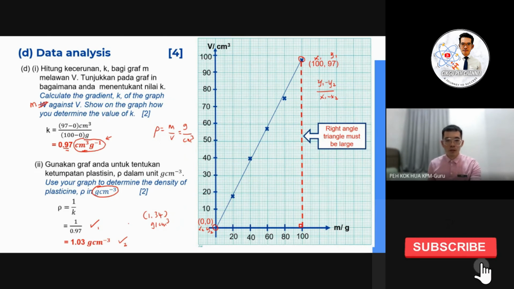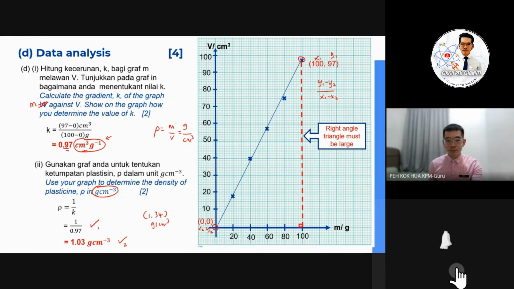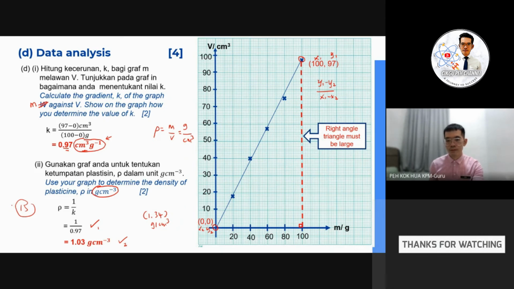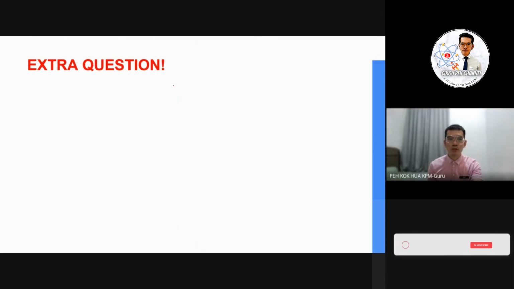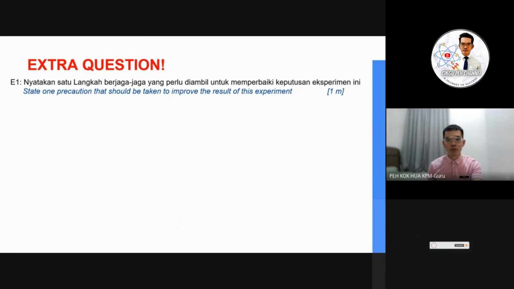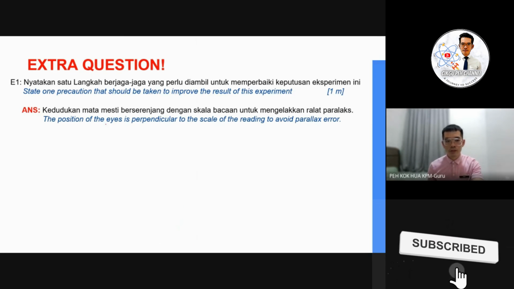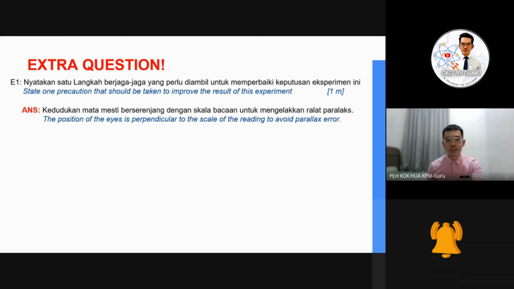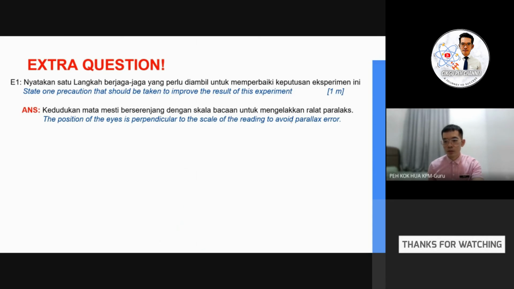Okay, so that's all for the question I designed, which is a total of 15 marks for each question of paper 3 in physics. Okay, here I want to show you some of the extra questions that can be asked in my question design here, which is to determine the relationship between the mass and also the volume. So the question can ask you to state 1 precaution that should be taken to improve the result of this experiment. Okay, so the position of the eyes is perpendicular to the scale of the reading to avoid the parallax error. So this is one of the questions that can be asked.